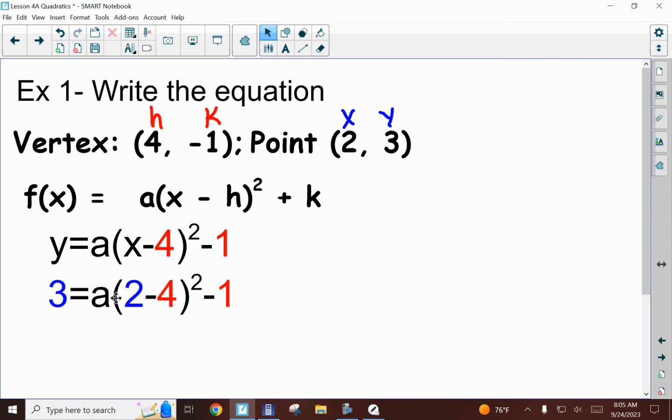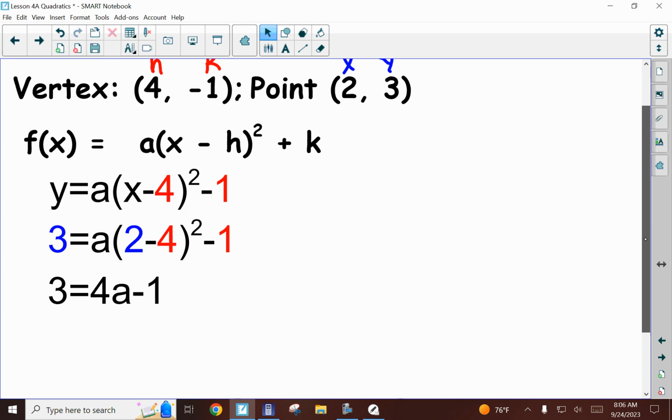Once you plug it in, you can simplify, starting in the parentheses. So if you work all that out, you end up with 4a minus 1. And the 4 comes from 2 take away 4, which is negative 2, and then you square it because you have to do the order of operations. Parentheses first, and then exponent. That's how you get the 4a.